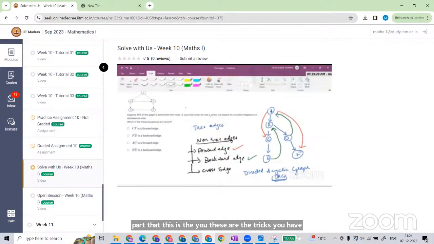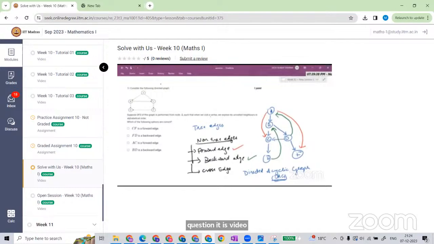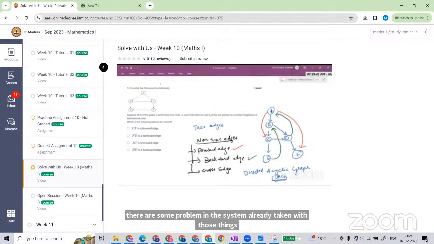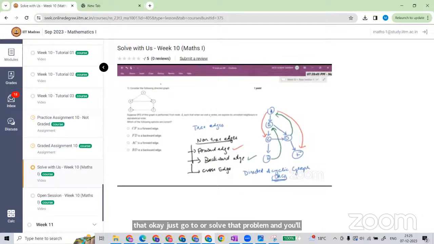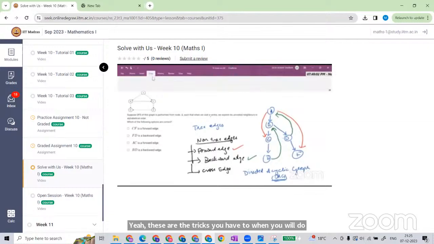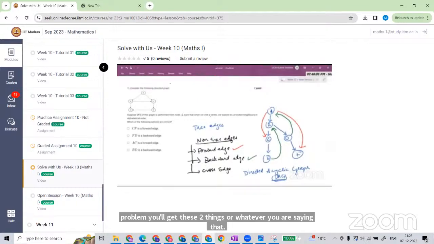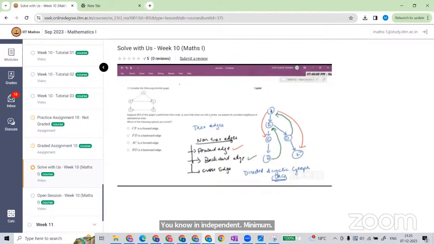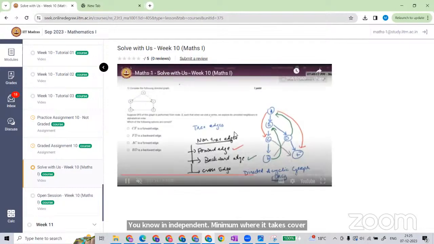But in the sessions, while doing the question, a student may already have asked, or a problem was already taken in the session, and you solve that problem and get that this property holds for all graphs. That's why it is not in the lecture. These are the tricks you get when you do more practice or solve problems on your own, like the one about independent set and minimum vertex cover.